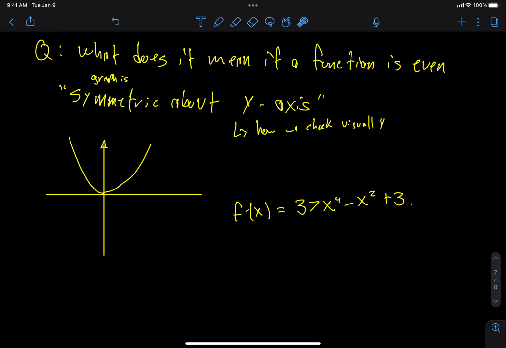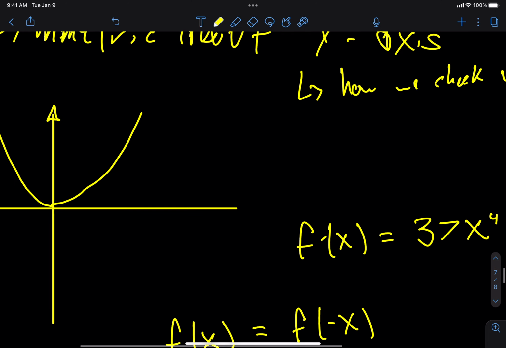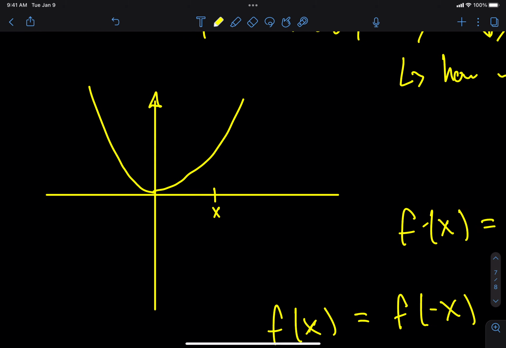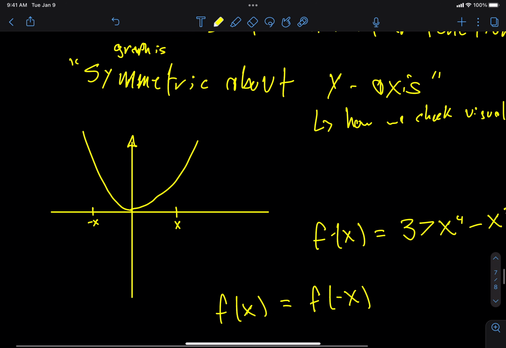Correct. So what does symmetric about the y-axis mean algebraically? It means that if I plug in x versus if I plug in negative x, I get the same thing. Because here's the point x. Where is the point negative x? Well, it's on the opposite side, right? And for it to be symmetric about the y-axis, what we need is for the height of these two points to be the same.